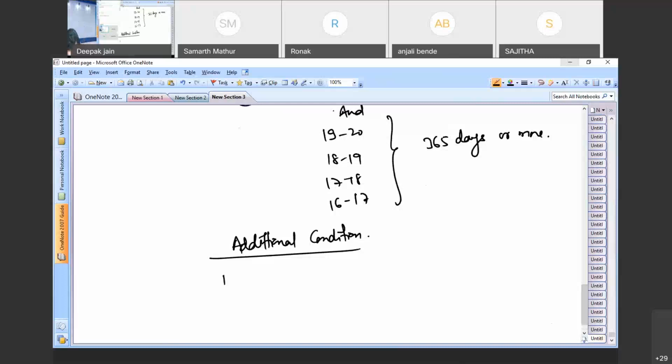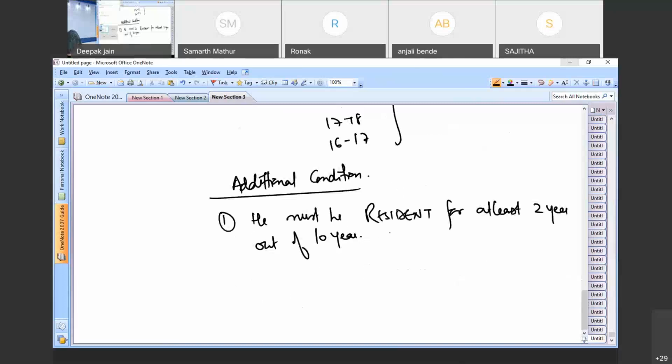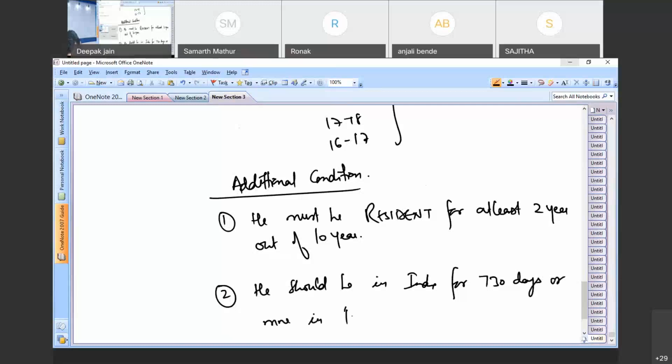Additional condition number one: he must be resident for at least 2 years out of 10 years. Second, he should be in India for 730 days or more in the past 7 years.